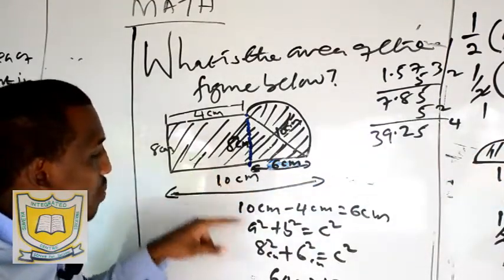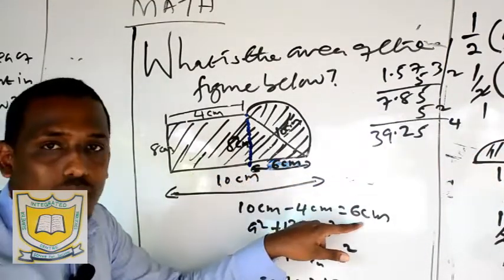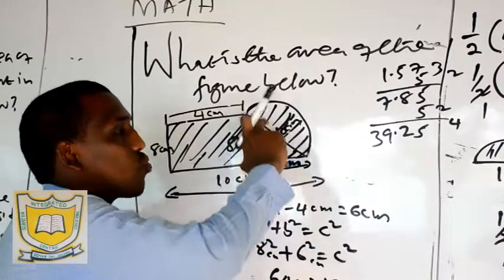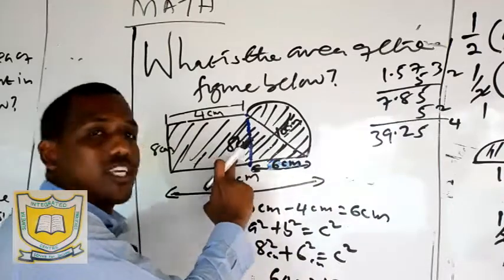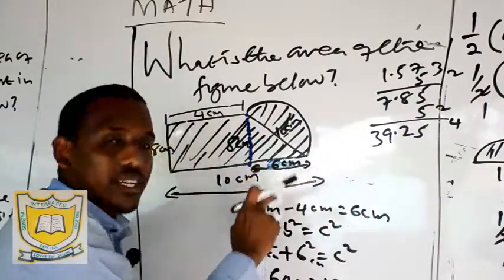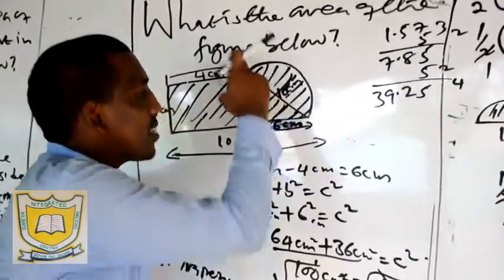What do we do? 10 minus 4, it's 6. So you get 6 centimeter. So the base is 6. The height is 8. So we can get the hypotenuse now. 8 times 8, 64. 6 times 6, 36. Add, 100. Square root of 100 is 10. The hypotenuse is 10.